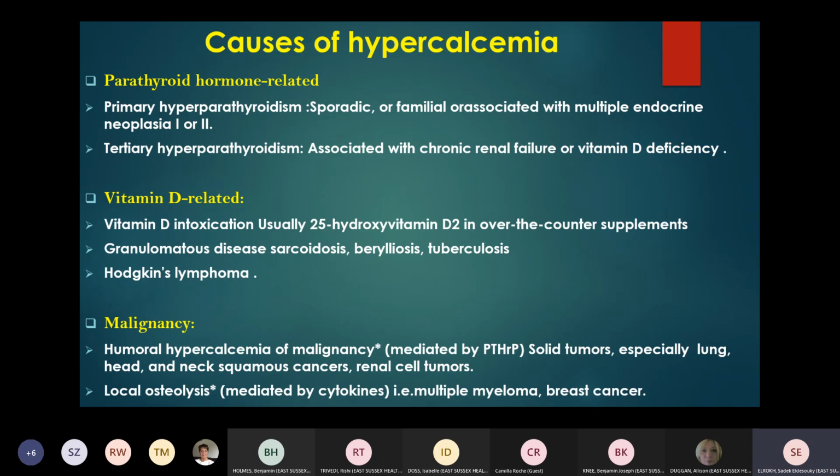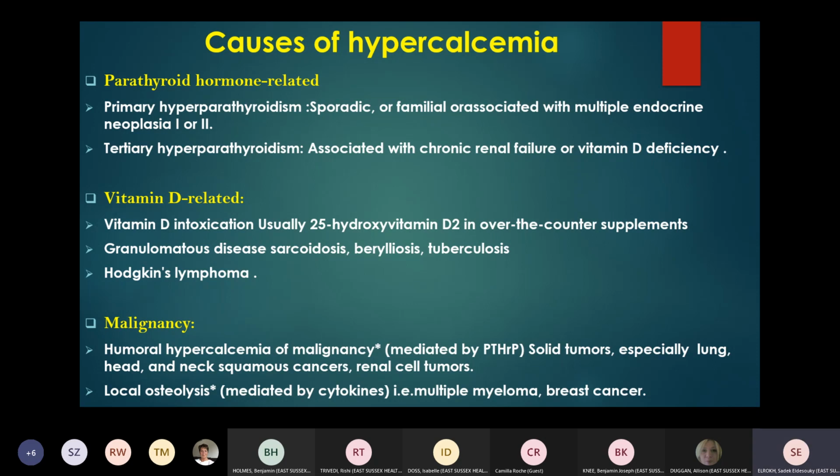Vitamin D related causes could be exogenous or endogenous. Exogenous because of vitamin D toxicity, where a patient is taking a lot of vitamin D for a long time in large doses, or endogenous because of granulomatous disease such as sarcoidosis, berylliosis, tuberculosis, and in addition Hodgkin lymphoma, in which there is increased secretion of 1,25 dihydroxy vitamin D.